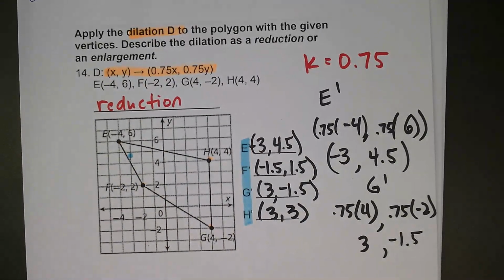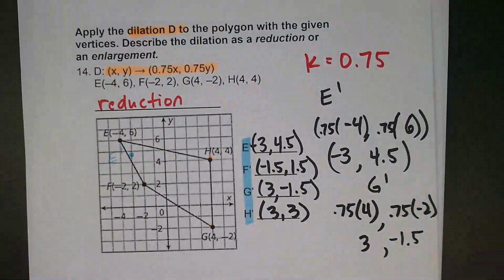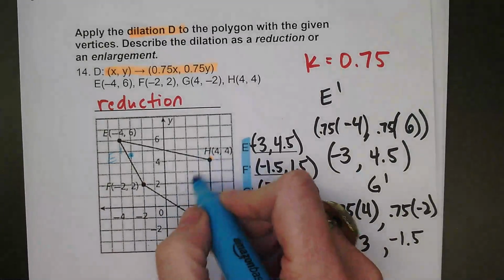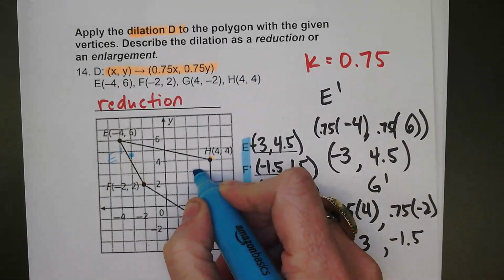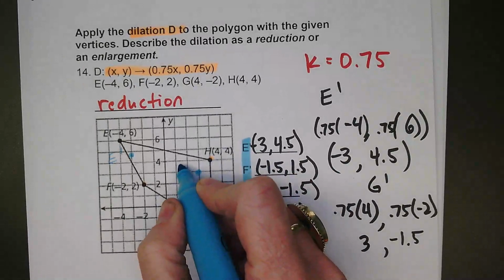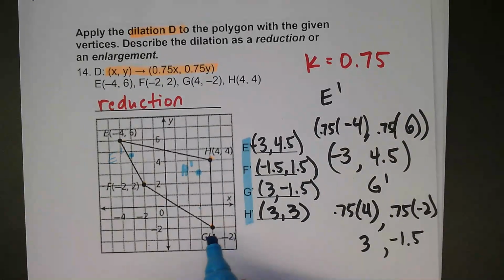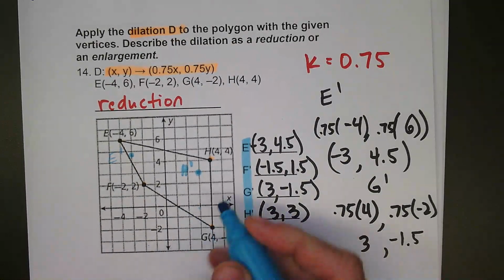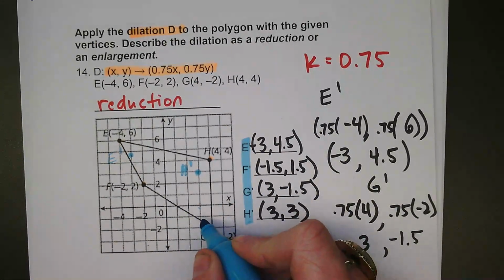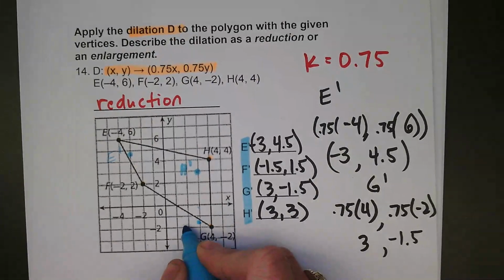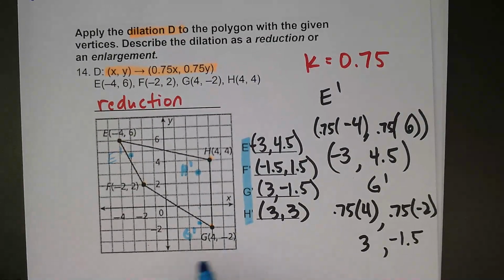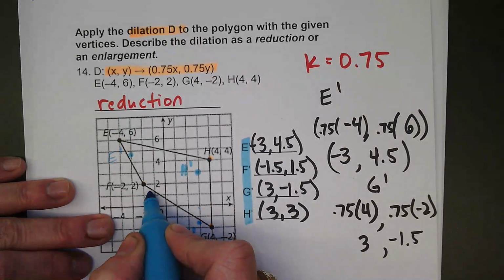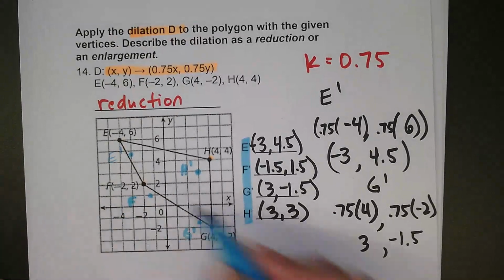Go ahead and label that with a pen as E prime. My H prime is 3, 3. So that's going to be right here, 0 over 3, 3. There it is. I'll just do it with the highlighter. G prime here is 3, -1.5. Yep, that looks good. G prime, and then just need to do F prime, -1.5, 1.5. So that's my F prime.